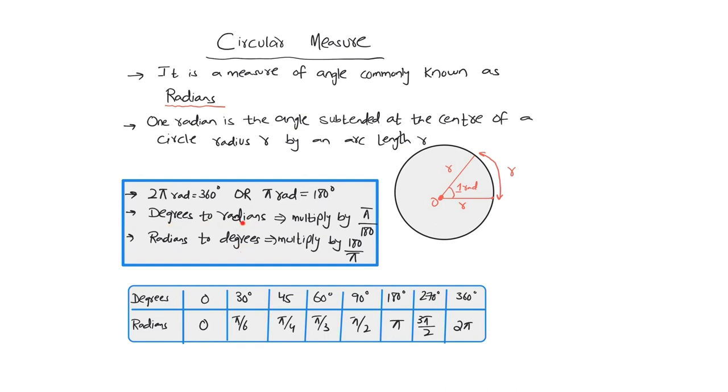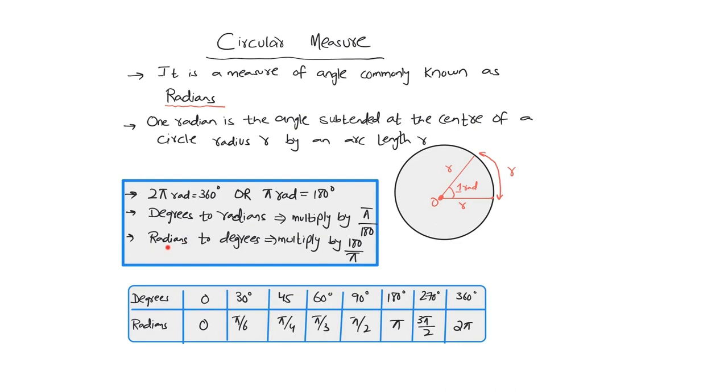So let's say I have 30 degrees. In order to convert 30 degrees into radians, I'll multiply it by pi upon 180. This is the same as the unitary method. So 30 degrees multiplied by pi upon 180 would give you pi upon 6. This is the exact value. 0 radians is equivalent to 0 degrees. 45 degrees is equivalent to 45 into pi upon 180, pi upon 4. 60 into pi upon 180, pi upon 3.